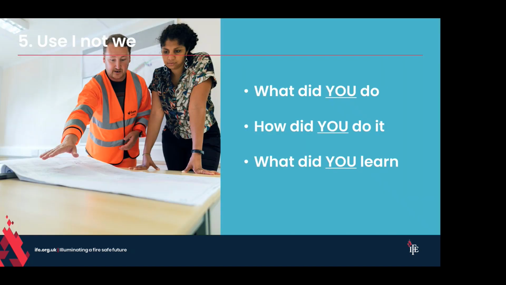Number 5, use I and not we. You need to take ownership of the things that you've done, making your contribution clear by writing it as an I statement and not a we did this statement. Where you've had to take action or where you've used your knowledge to support others, you can include this. Make sure you read through all of your competency statements and amend anything that talks about what other people did.